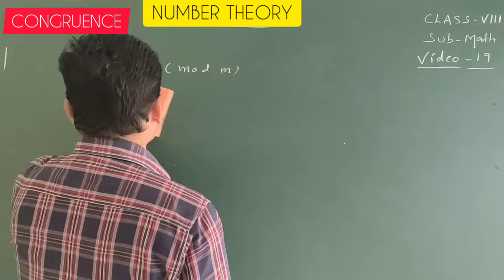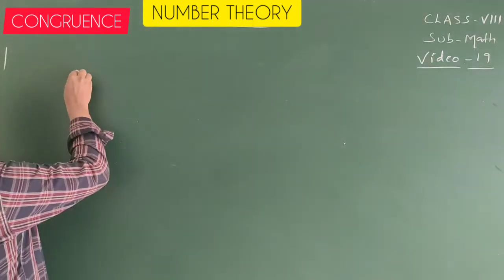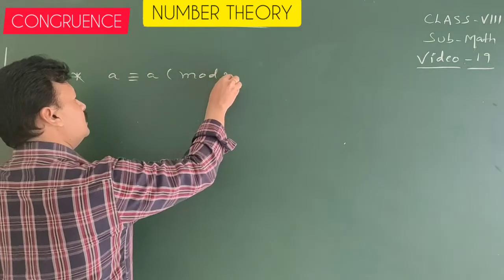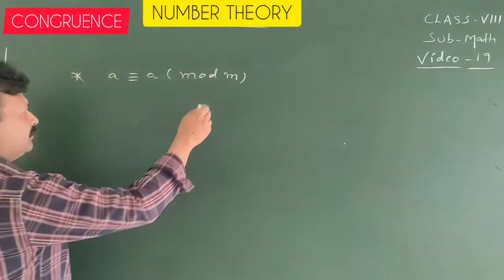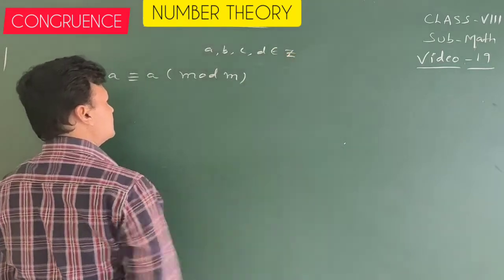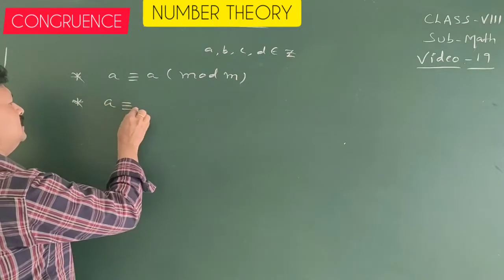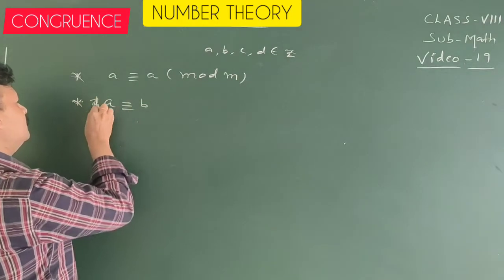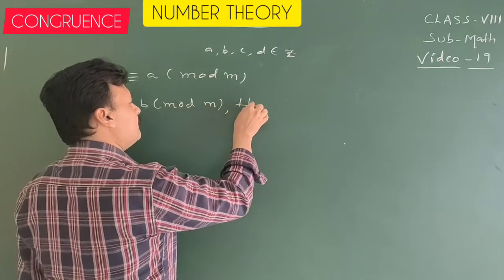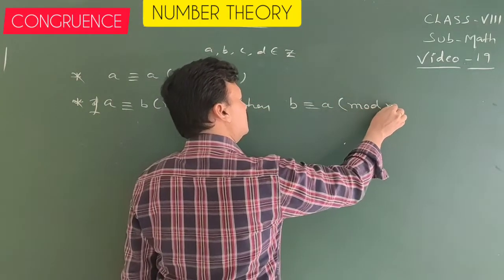Basic properties of congruences also we discussed. Once again, I write those things. Here, a is congruent to a mod m. Here, m is fixed, and a, b, c, and d are integers. The second one: if a is congruent to b mod m, then b is also congruent to a mod m.